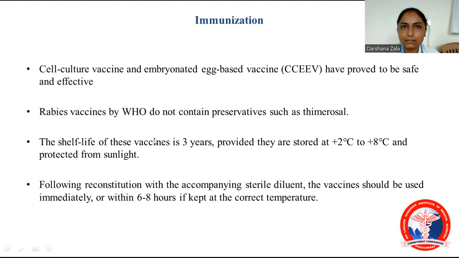As it is a light-sensitive vaccine, it should be protected from sunlight and kept at the correct temperature, which is 2 to 8 degrees Celsius. Following reconstitution, here we use a sterile diluent for reconstitution of the vaccine. As it is a reconstituted vaccine, it follows the open vial policy and should be used immediately after opening, preferably within 4 hours. But if you are maintaining the correct temperature, you can use it up to 6 to 8 hours also.